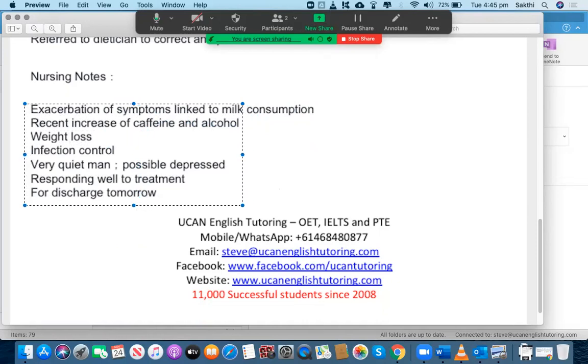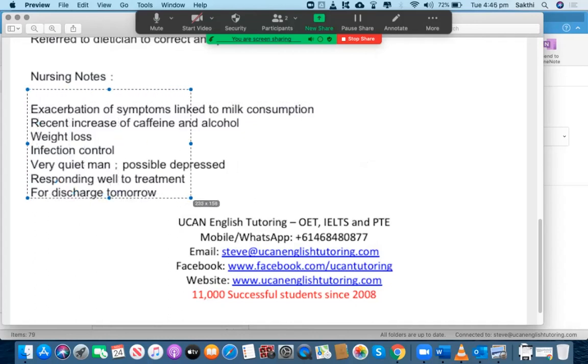Infection control. Did you mention infection control? How can I mention that infection control? I think in this case, infection control was advised to him. I think he's a very quiet man, possibly depressed. Responding well to treatment, for discharge tomorrow. Okay, no worries, all good. Yeah, I think he's all right.